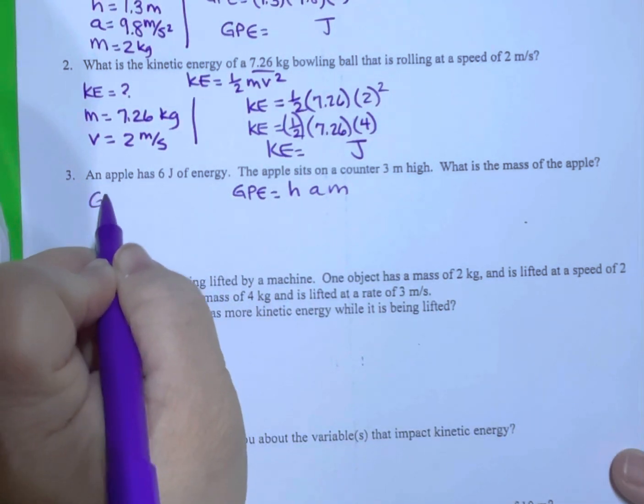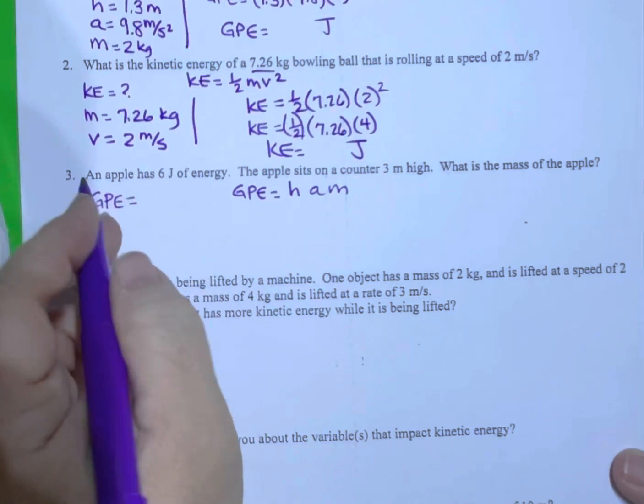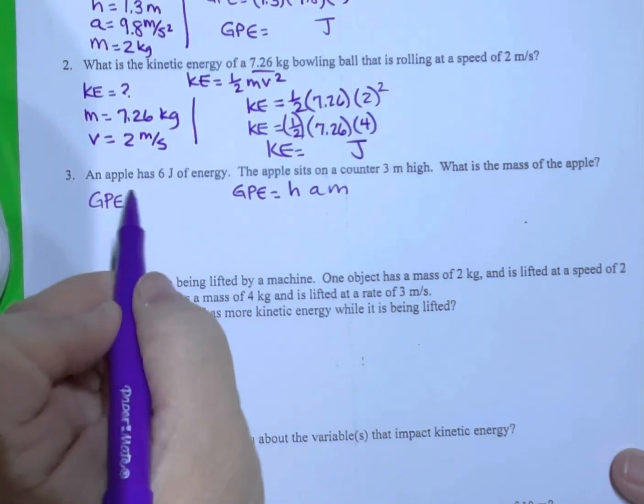So let's write out what we know. Gravitational potential energy is equal to 6.